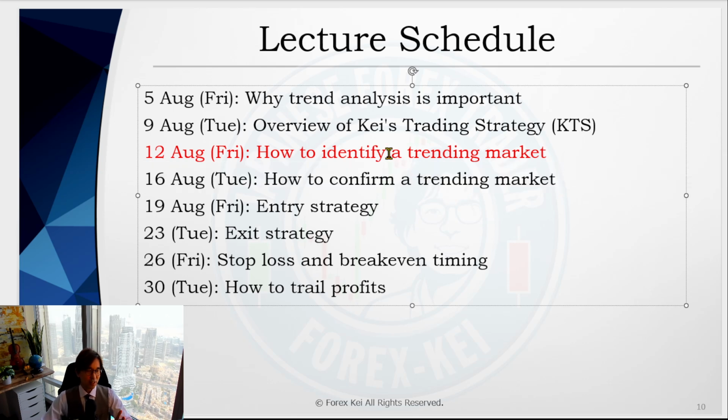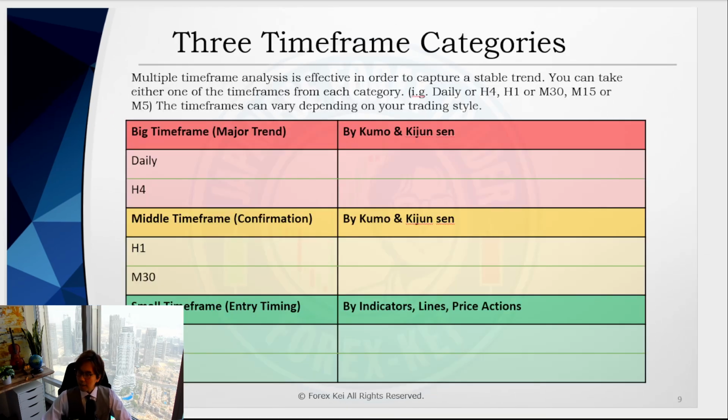This video is particularly about how to identify a trending market based on the daily time frame or the 4-hour time frame. In the previous overview of my strategy KTS, as I mentioned, I take either daily or 4-hour. Let's say if daily is up and 4-hour is flat, then I take the daily and go down to 1 hour or 30. If I find 30 is up and 1 hour is flat, then I take the 30 and look for the entry confirmation based on M5 or M15.